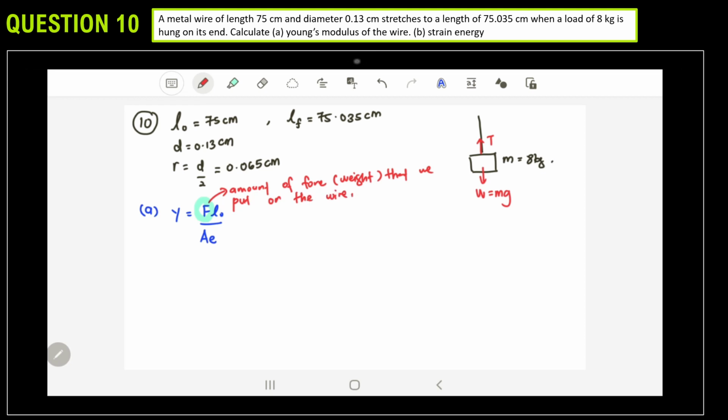And how about the area? The cross-sectional area of the wire. So A here is equal to pi r squared. So we need to calculate first what A is. Now let's change all the values into SI unit. So pi and r is 0.065 times 10 power of negative 2 because in meter, and squared. Pi r squared. Therefore, area is equal to 1.3273 times 10 power of negative 6 meters squared.